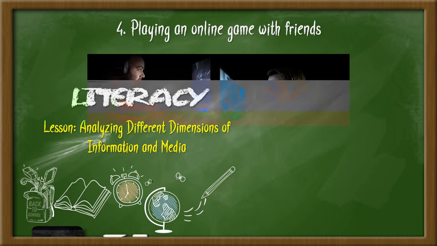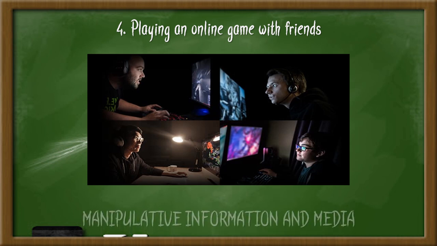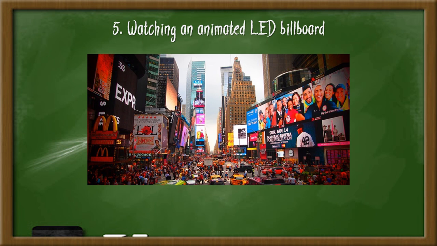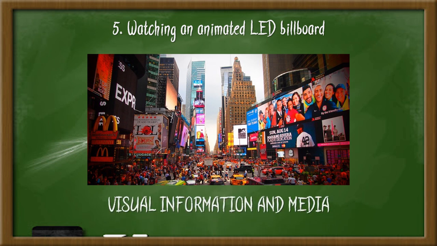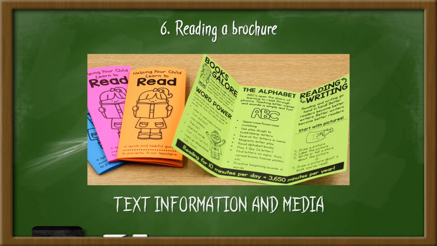Number 4, playing an online game with friends. Precisely. That is manipulative information and media. Number 5, watching an animated LED billboard. Fantastic! That is visual information and media. Number 6, reading a brochure. Great! That is text information and media.